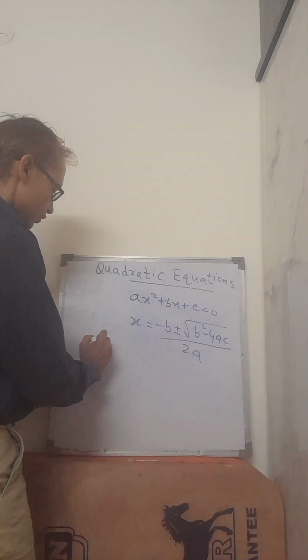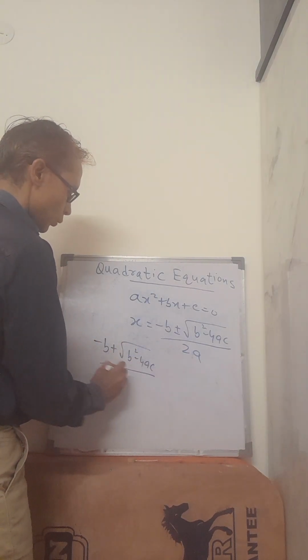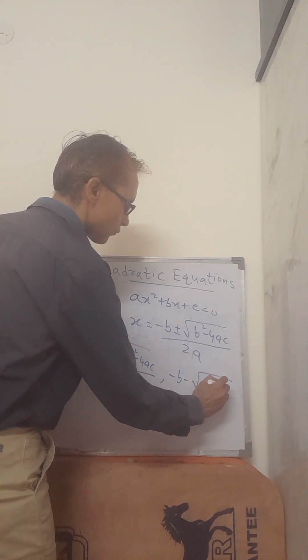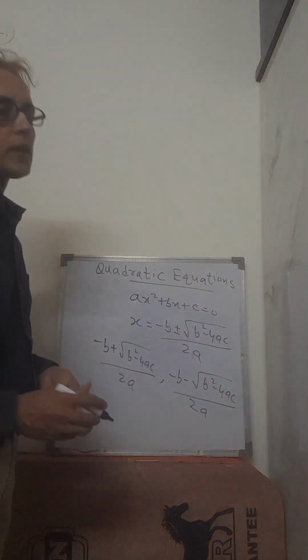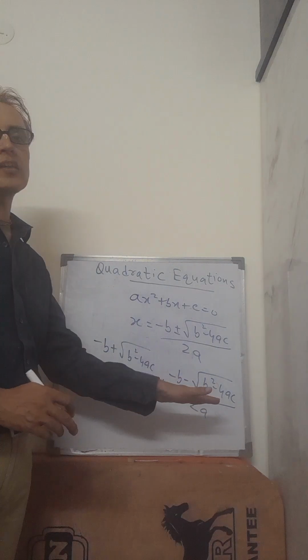So if you see minus b plus root of b square minus 4ac by 2a, that is one of the roots, and minus b minus root of b square minus 4ac by 2a, that is the second root. So these are the two roots which we can call as alpha and beta. Any one you can call it alpha, any one you can call it as beta.